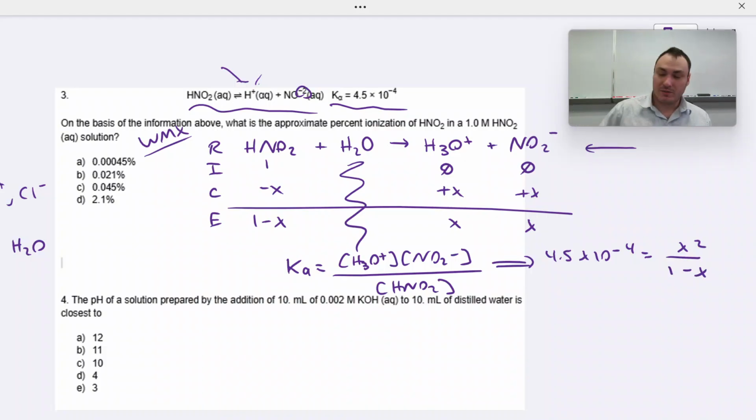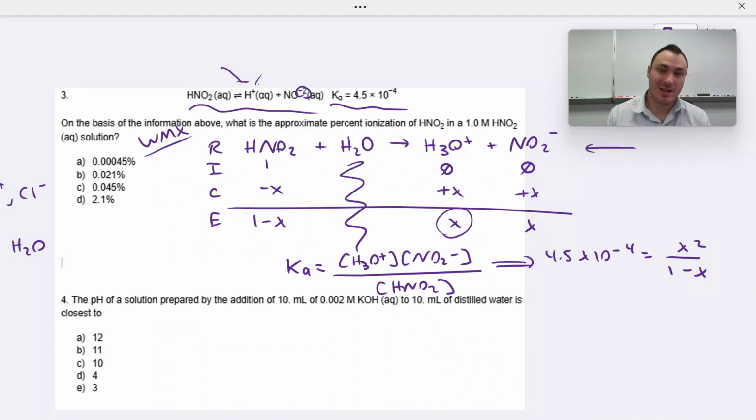Now we need to find x. The reason that we're solving for x is because x is what's going to give us how much H3O+ we have. And H3O+ is going to let us find out what the percent ionization is. A couple different ways we can find x. I'm going to assume that this is a weak acid, which it is.